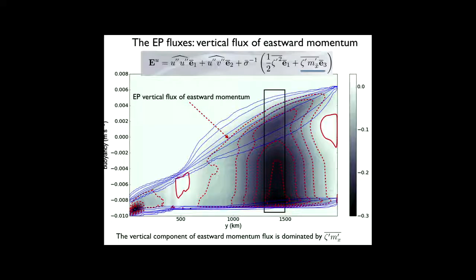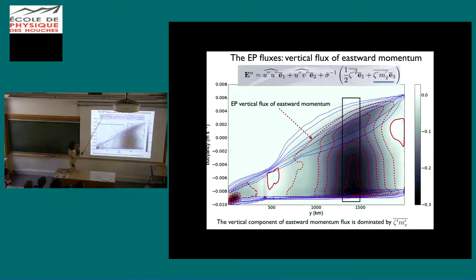So now we look at this mysterious term of the Eliassen-Palm flux. It turns out that of all these terms, the most important one, the one that has the largest component, is this term here, which is called form stress. And I will talk about that later, but it's just a correlation of the height with the Montgomery potential gradient. This is like the pressure.